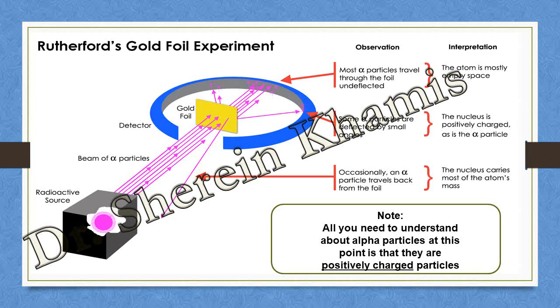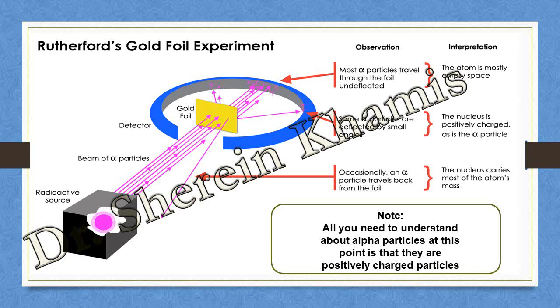Okay, the last one here: essentially, alpha particles return back when they hit the gold foil. Most of the nucleus contains the atom's mass. It's a very heavy particle that I can't move anyway in front of the gold foil. So we have here three interpretations that illustrate what?